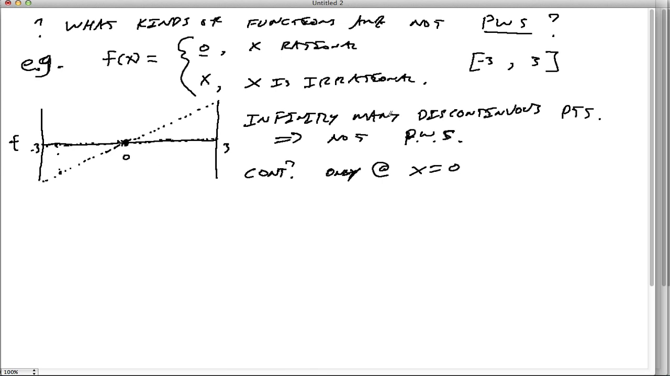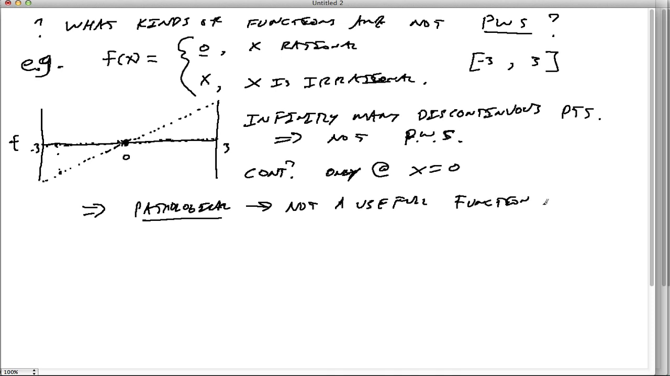Everywhere else, it's discontinuous. Okay, so that's just an example. So clearly, we can conclude that this is pathological. It's a perfectly well-defined function, but is it going to be any use to we applied mathematicians who want to solve problems in the real world? And in that sense, it's not a useful function. So the kinds of categories of functions that are not piecewise smooth are usually pretty crazy, and they're not things that we really care about anyway. There are some exceptions to that, but in general, it's not really something we need to worry about a whole lot. These aren't really useful ideas.